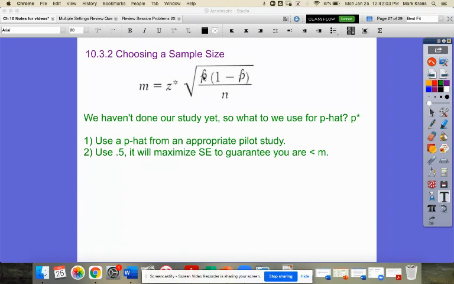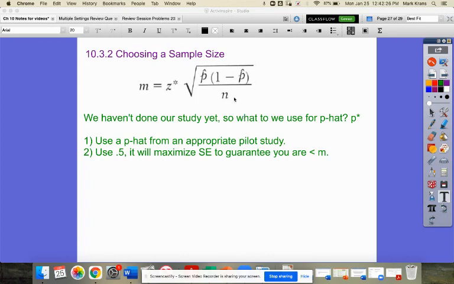What do we use for p hat? We use something called p star. Oftentimes there will have been a pilot study that is similar to your study, and you can use that p hat from your pilot study to get a decent sample size. Or you can use 0.5, which would make this 0.5. 1 minus 0.5 would be another 0.5.